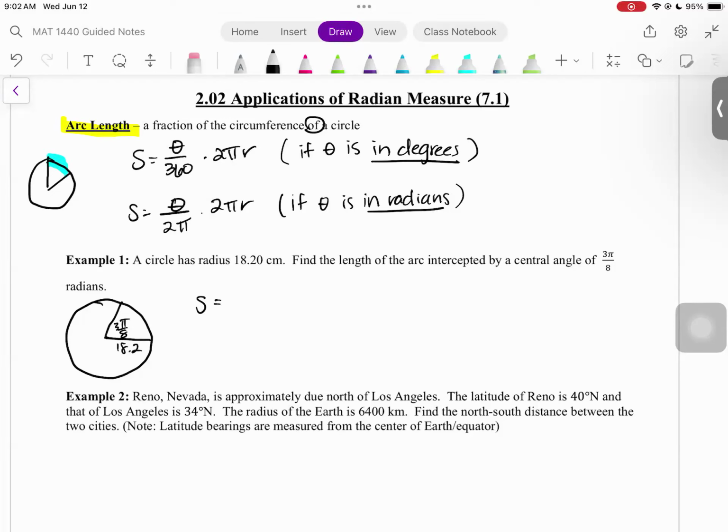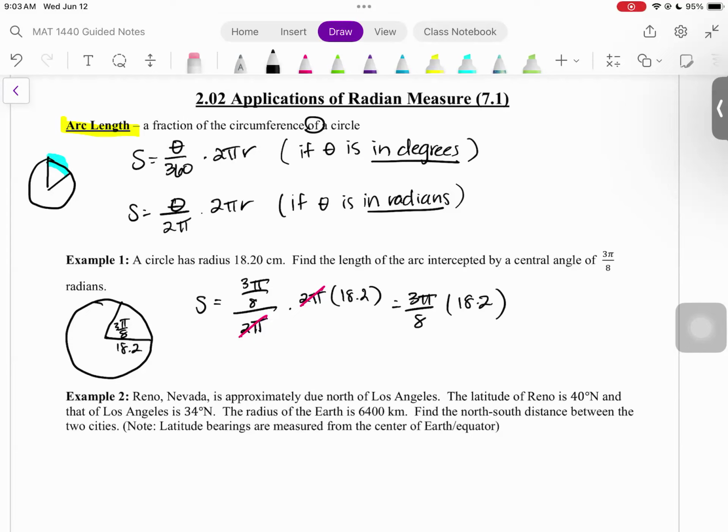Our arc length is going to be the fraction of our angle, so 3 pi over 8 divided by 2 pi, times 2 pi times our radius, which was 18.2. Now I'm going to start doing some simplifying before having to multiply across. These factors of 2 pi are going to cancel out, leaving us with just 3 pi over 8 times 18.2.